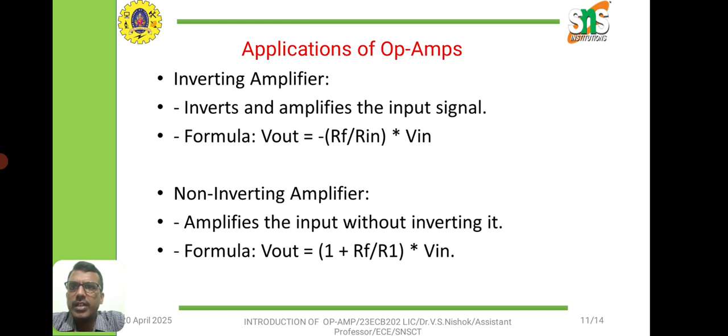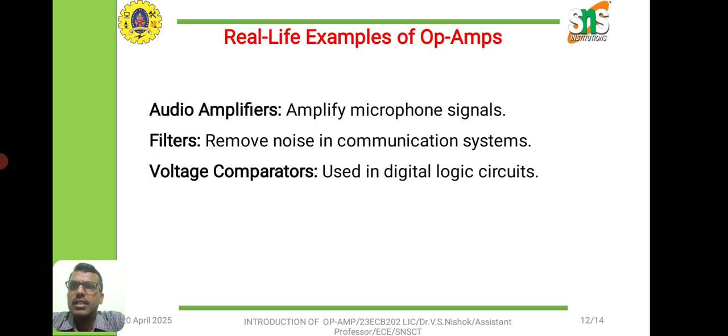The formula for finding the gain equals V out by Vin, which is equal to minus Rf by R1 in the case of the inverting amplifier, and V out by Vin will be equal to 1 plus Rf divided by R1 in the case of the non-inverting amplifier. Real life examples where the operational amplifier is used are mainly audio amplifiers, filters, voltage comparators, sensors, etc.